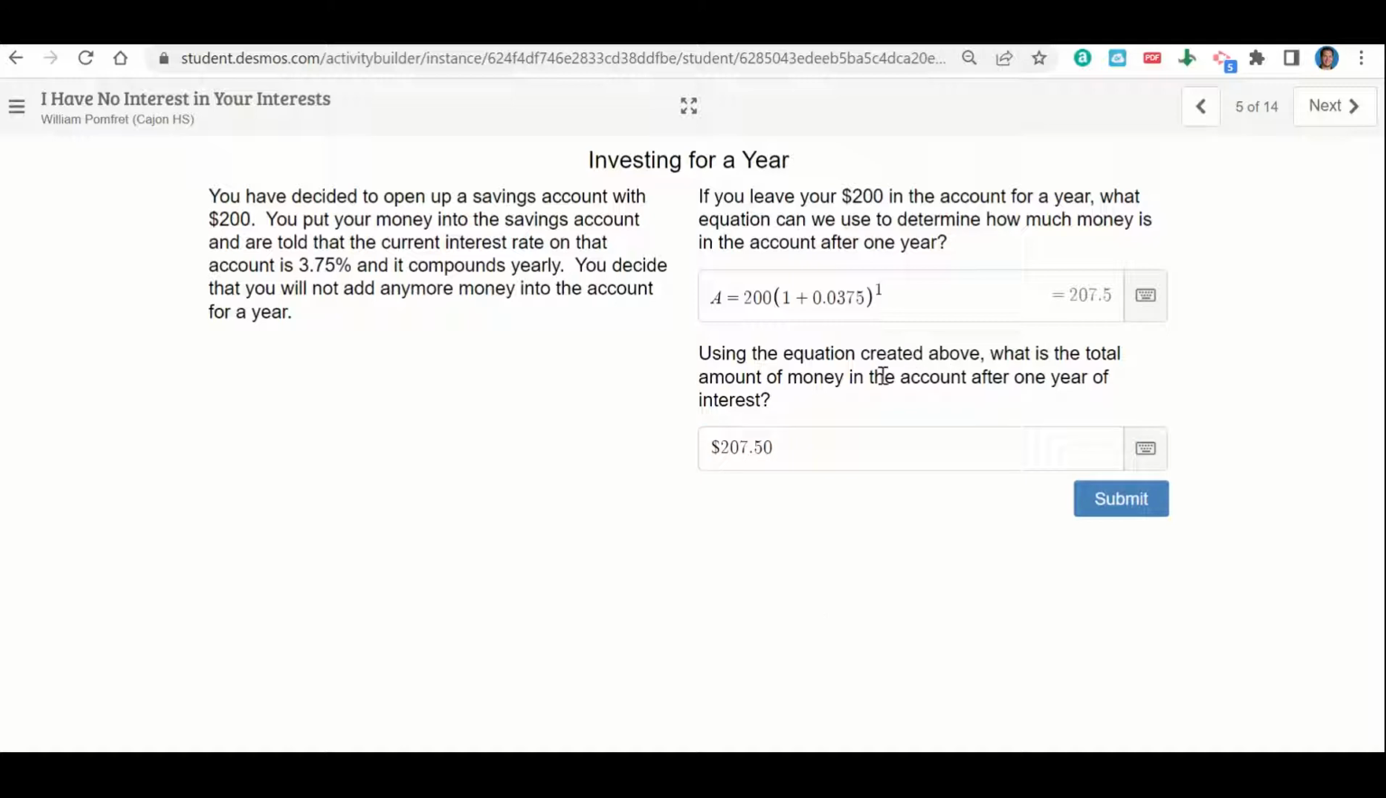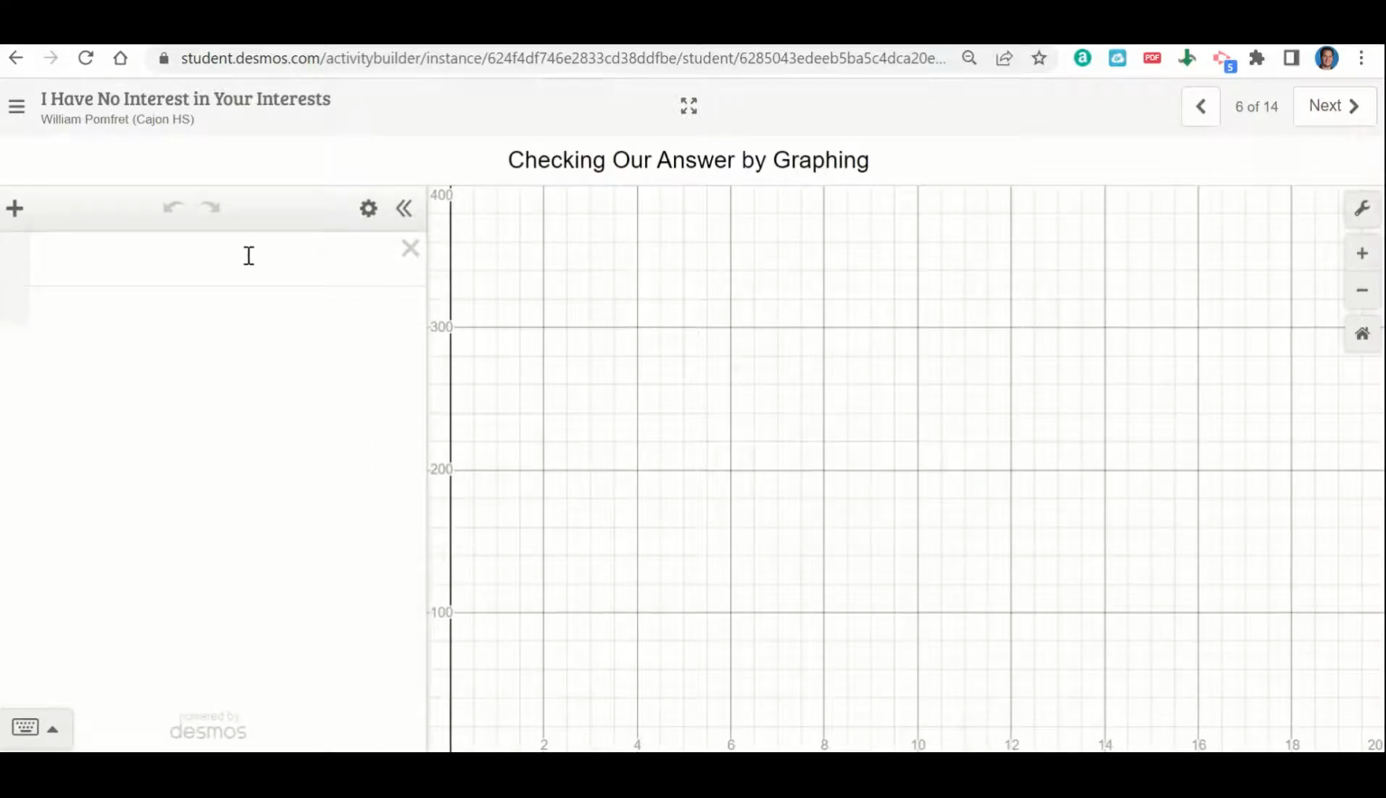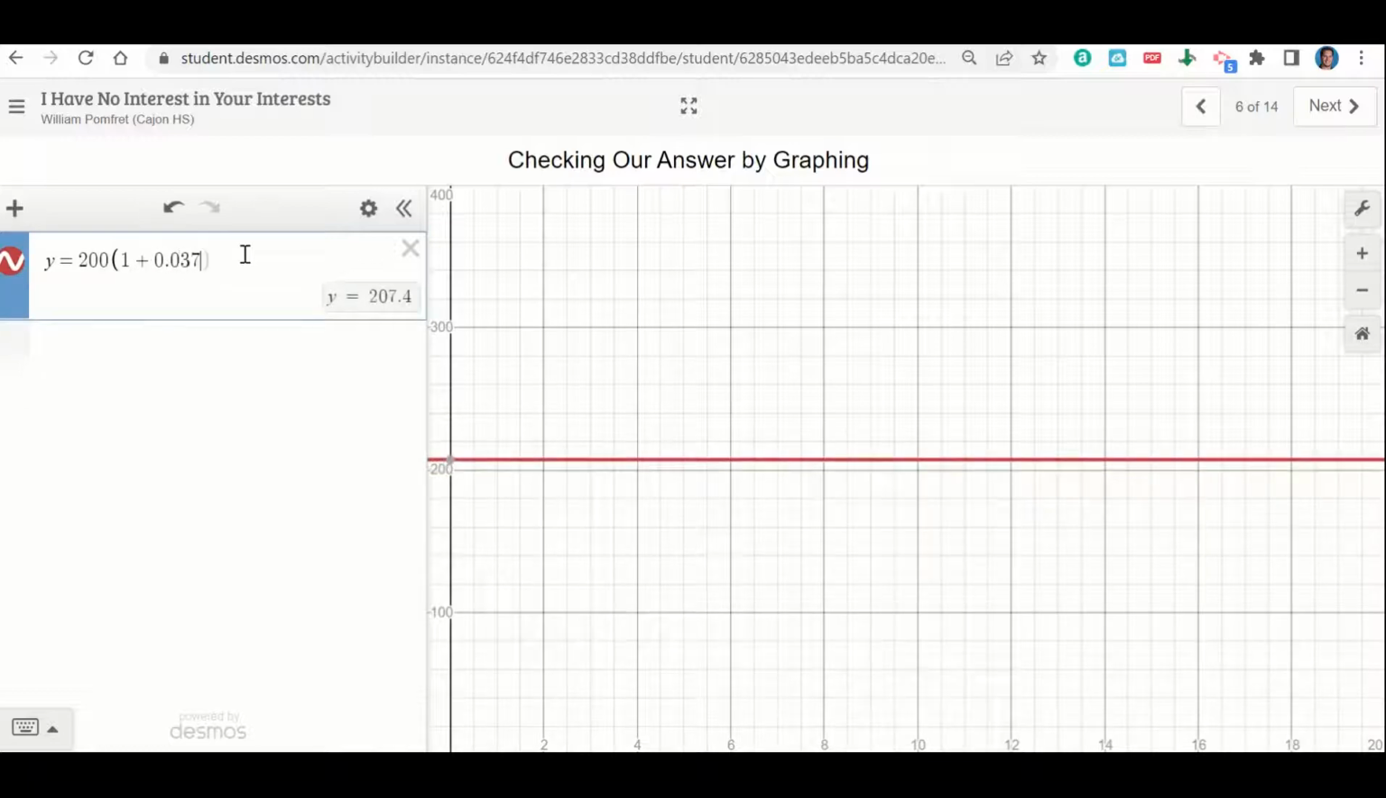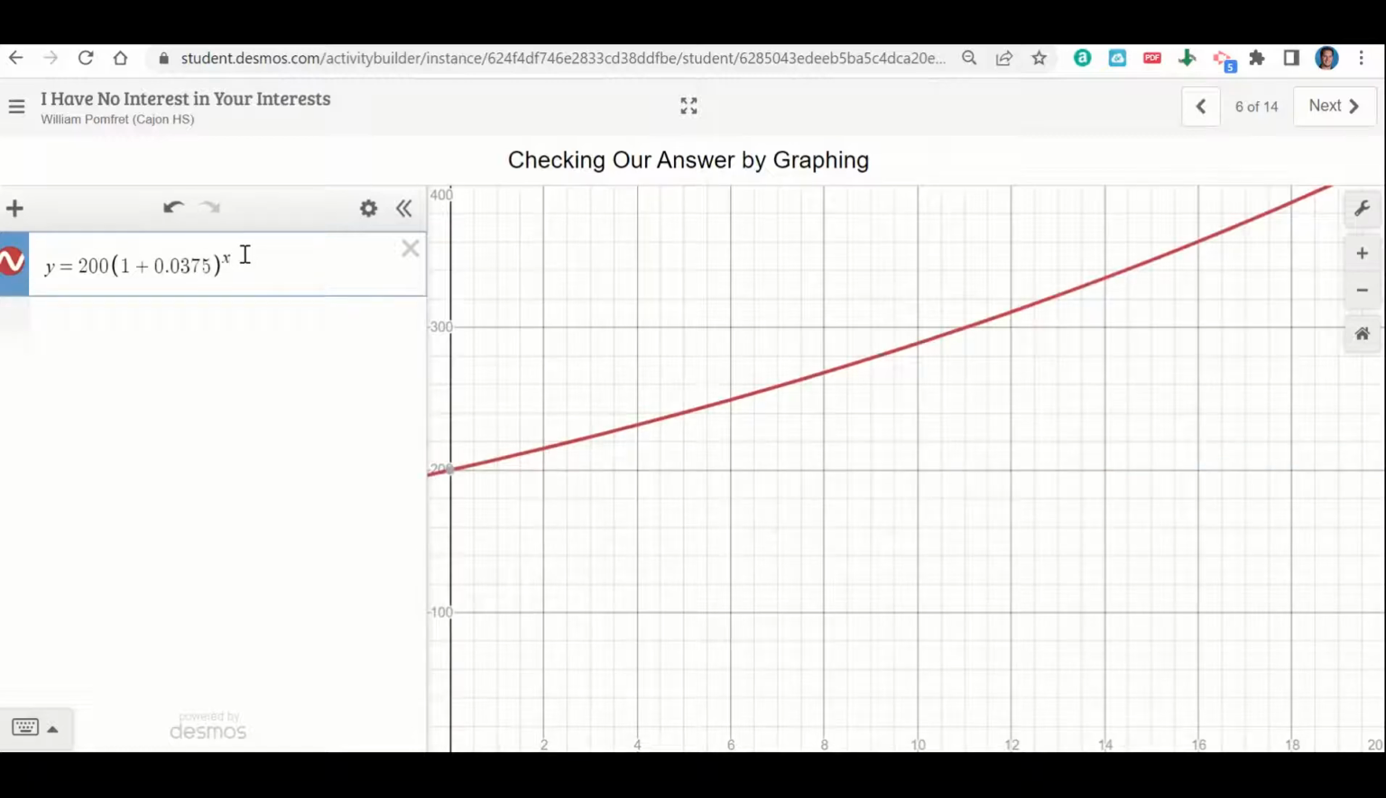So using the equation above, what is the total amount of money after 1 year? That's the amount of money. Then we click Next. And we're going to check our answer by graphing it. So we're going to put y equals this time instead of the amount, right? So y equals 200 times 1 plus 0.075 to the x power.